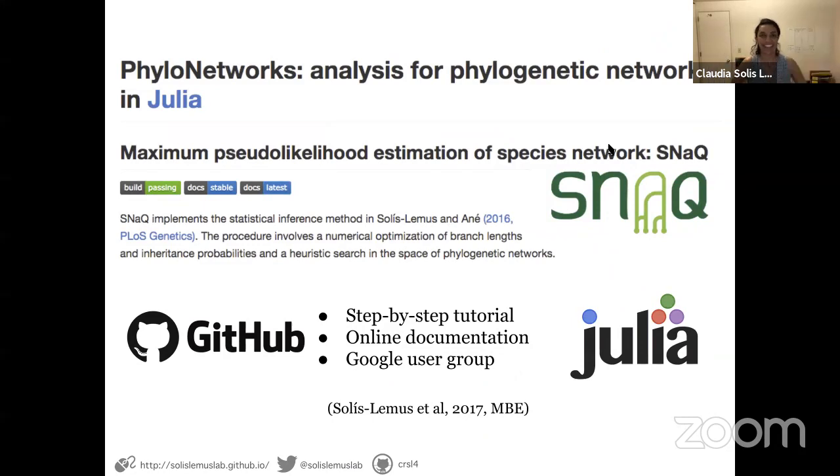Okay, last thing, just an advertisement again. This is my package PhyloNetworks in Julia. SNaQ is the function to estimate the network, but there are many other functions for networks, including the comparative method functions. So you can estimate trait evolution as well on networks. We have step-by-step tutorials and a Google user group, and you can always email me directly. My email is on my website here on the bottom left.